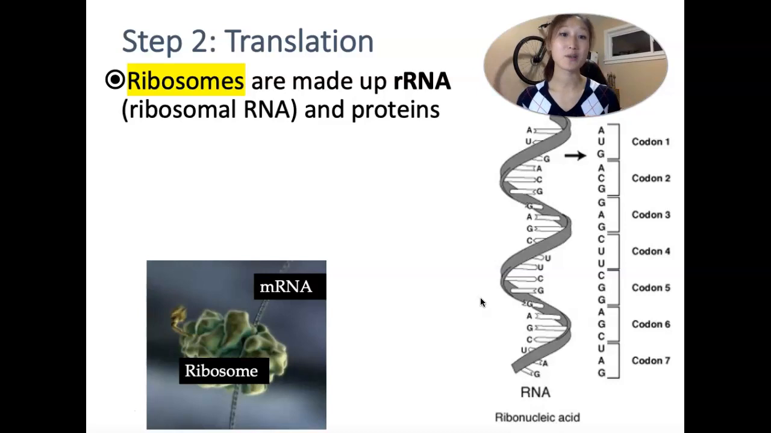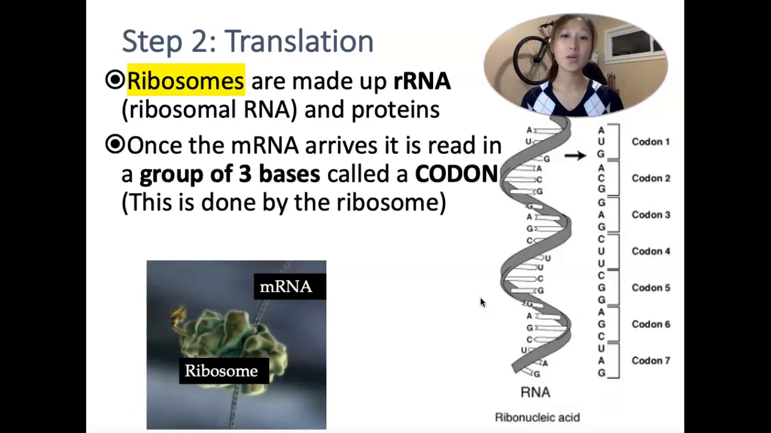And again, ribosomes are made out of rRNA and proteins. Once the mRNA arrives, it's read in a group of 3 bases called a codon. That is how the ribosome functions. That is how the information of the mRNA is interpreted. So 3 bases at a time being read at the ribosome.